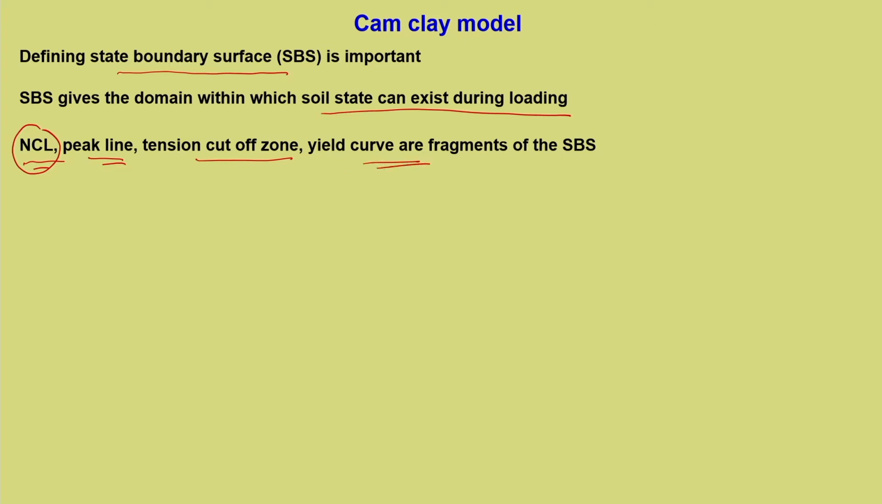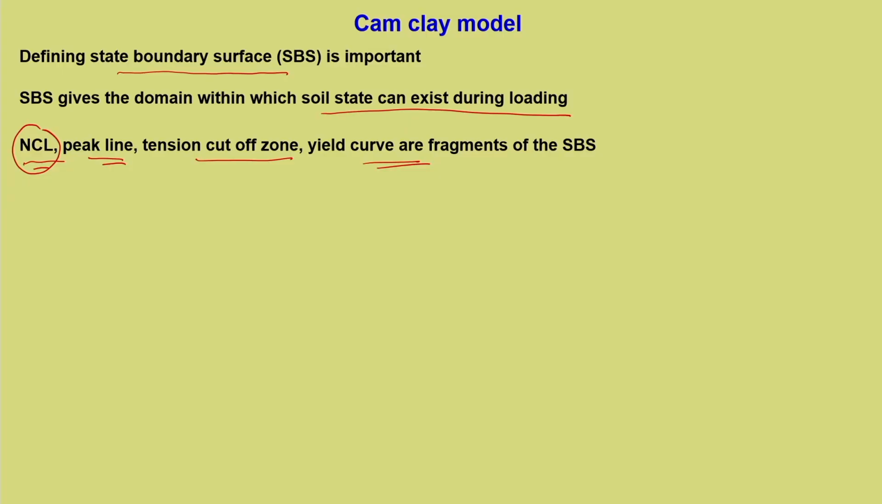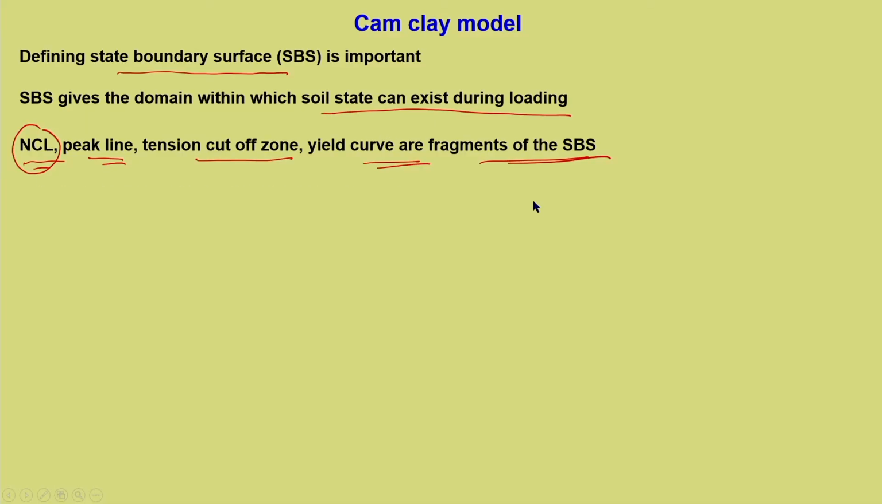And the yield curve, the specific yield curve. When I say yield curve, not all the yield curves, because a yield curve can expand in its size. It is the final yield curve, which I already told passes through the point of intersection of the effective stress path meeting with the critical state line. These are all fragments of SBS. Now, we will put all these facts together and finally understand what a state boundary surface is, in 2D as well as in 3D variation or framework.